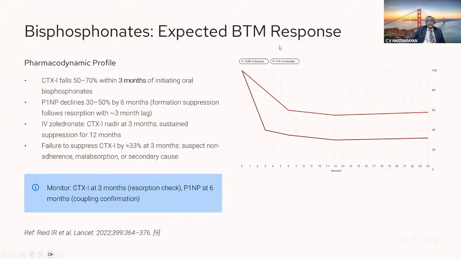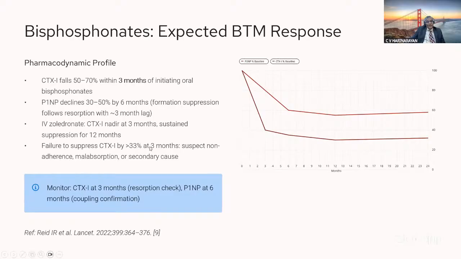For bisphosphonates, the expected bone turnover marker response is that the CTX falls within 3 months of initiating oral bisphosphonates. P1NP declines by 50% by 6 months. Formation suppression follows resorption with a 3 month lag. With IV zoledronate, CTX nadir is at the third month, with sustained suppression for 12 months.